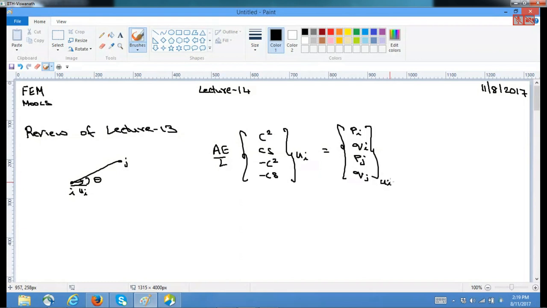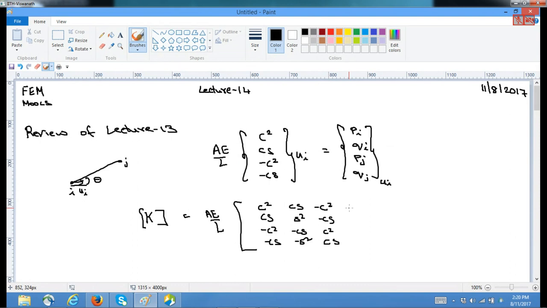Only Ui is there and all other things are remaining 0. So similarly, we can show that by developing all these things, the K matrix for this element is given by Ke = (AE/L) times [C², Cs, -C², -Cs; Cs, S², -Cs, -S²; -C², -Cs, C², Cs; -Cs, -S², Cs, S²], where C is cos theta and S is sin theta.